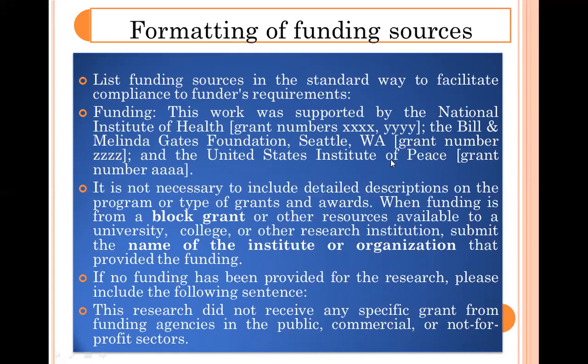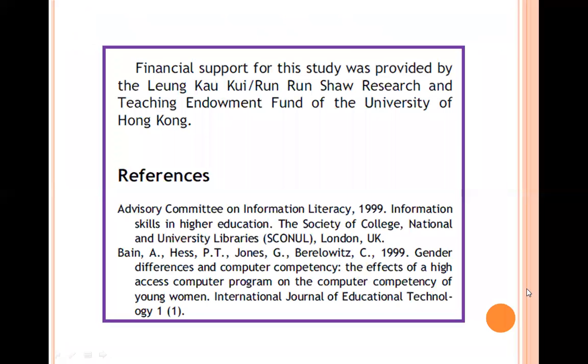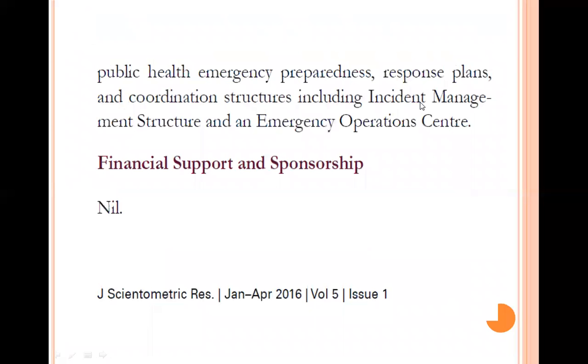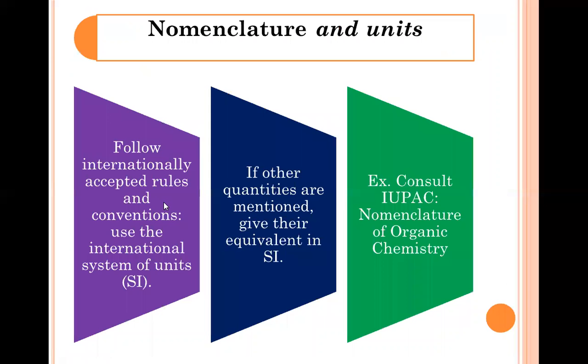You can ask the question: sir, if I have not received any fund? No problem. If you have not received any fund for conducting a particular research work, then you can mention that you have not received any fund from anybody for conducting this particular science research work. You can very well say that. You can see here, financial support for this study was provided by so and so, so they are giving information about the funding bodies. Here is another example I just got from a particular journal article: Financial support and sponsorship: nil. That means I have not received any funding.